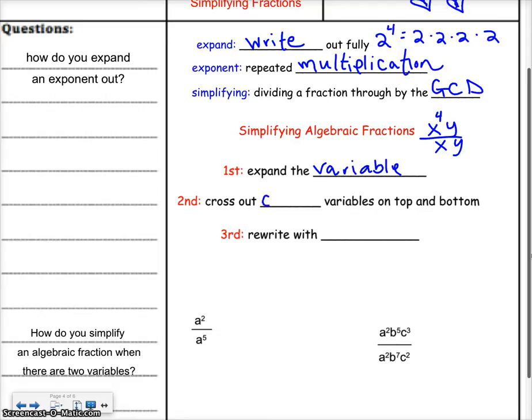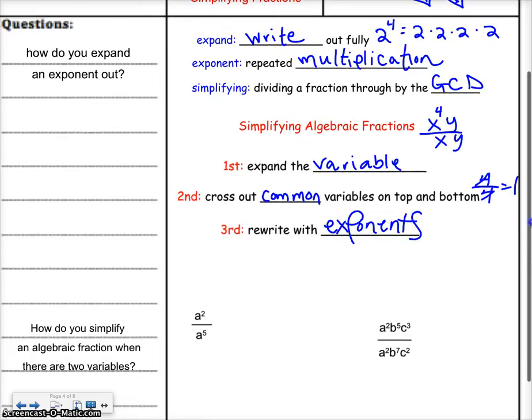Then you're going to cross out the common variables on the top and the bottom. For example, if I have 4 over 4, can't I just cross out those 4's? Yeah. And it just turns to 1, correct? So we're going to cross out common variables, and then we're going to rewrite with exponents.